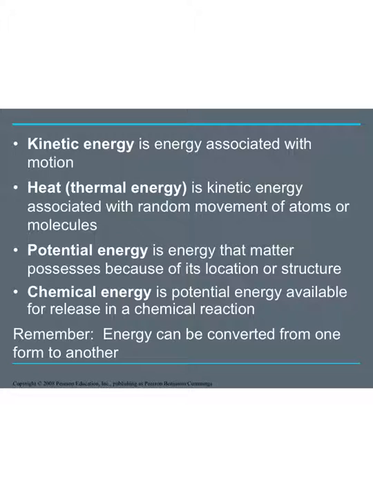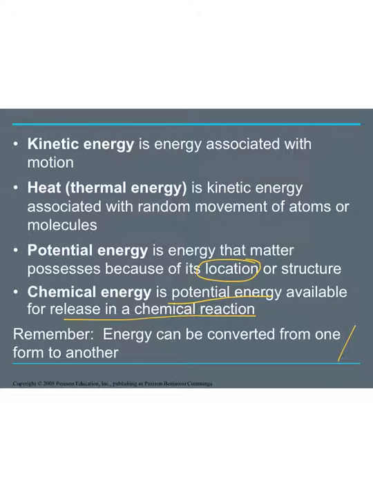Potential energy is energy that is based on location or structure. We often think of potential energy as being determined by the location of an object, and I'll show you a picture of that in just a second. We've already talked a little bit about chemical energy. It's a form of potential energy available in the chemical bonds of a chemical substance, and it can be released in a chemical reaction. Almost every chemical substance has some amount of chemical energy stored in the bonds of the molecule. When we break that molecule apart, we can release that energy into the environment.